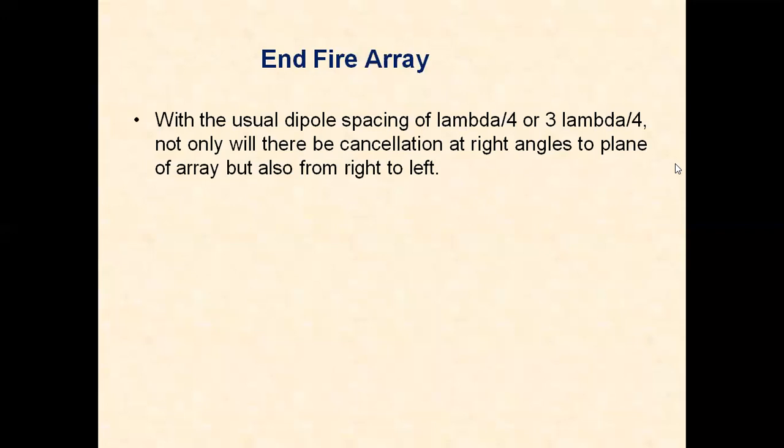So with the usual dipole spacing of lambda by 4, or we can consider 3 lambda by 4 spacing, not only will there be cancellations at right angles to the plane of the array, but also from right to left. We can also make the radiation only in one particular direction, that too in the parallel direction.